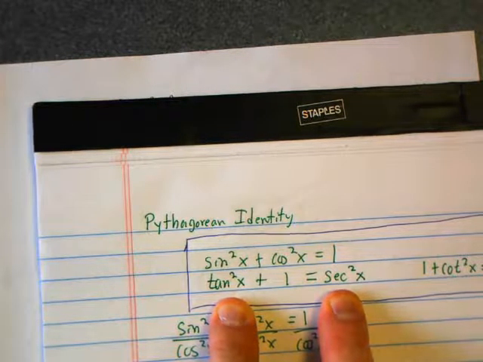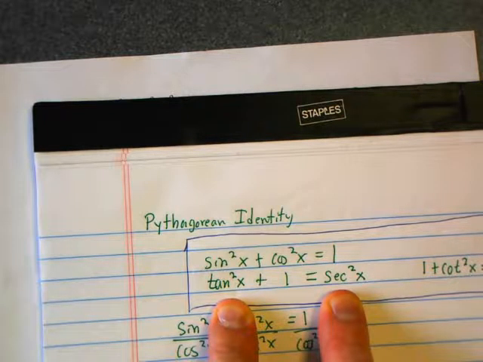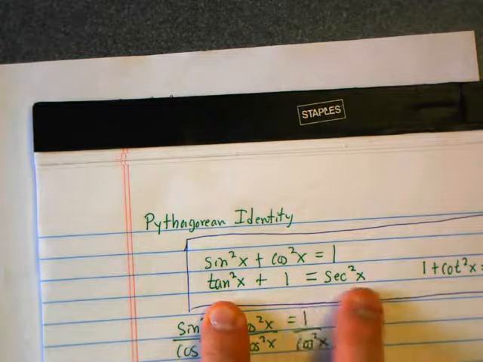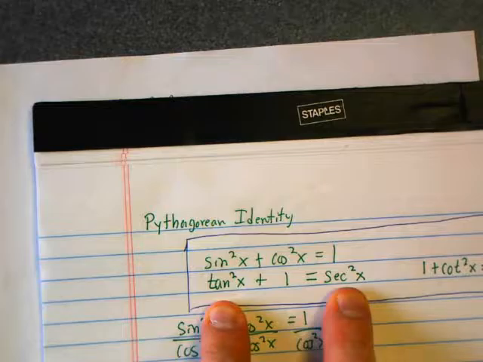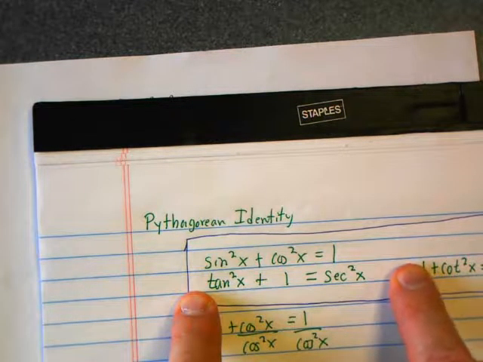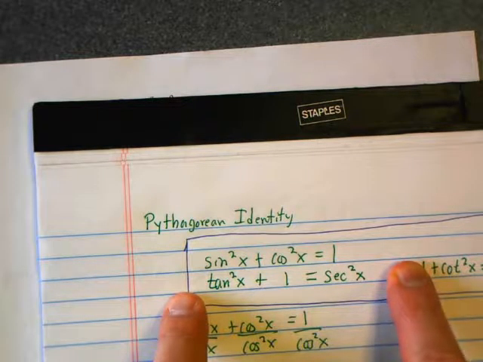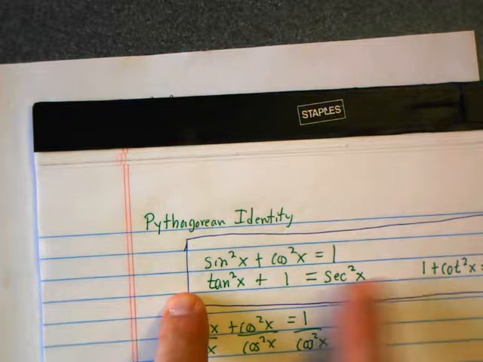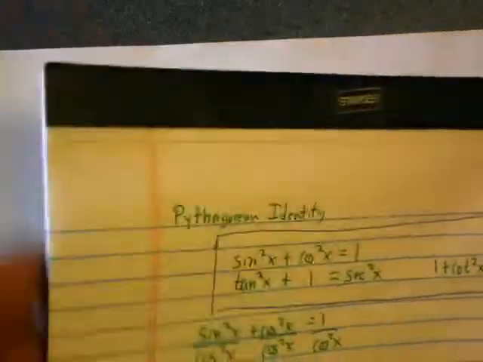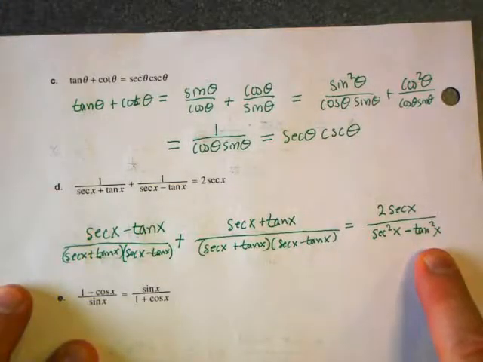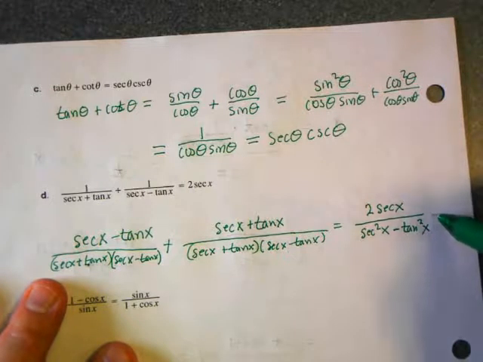So if I take secant squared minus tangent squared, what do I get? Well, tangent squared x plus 1 is secant squared x. So what's secant squared minus tangent squared? Positive one, because I would move the tangent squared over there. Secant squared minus tangent squared is 1. So the whole denominator, that's a fancy way of saying the number 1. So I get 2 secant x, just like I was supposed to.